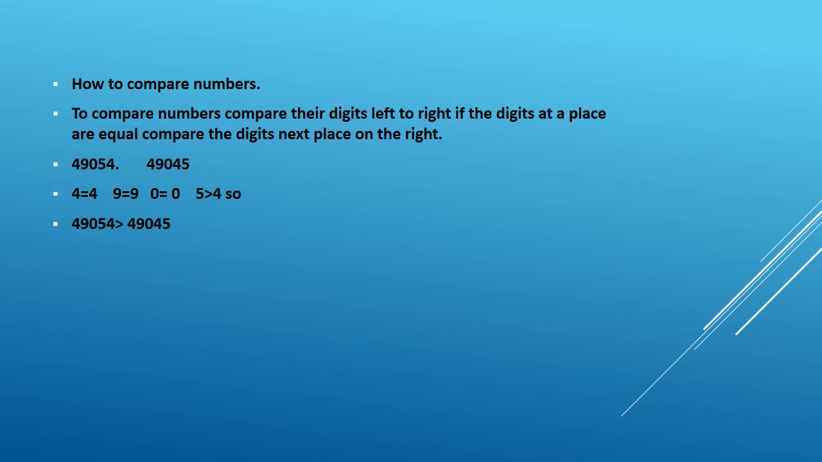The first number is 49054 and the next number is 49045. Now we will compare the digits one by one. 4 is equal to 4, 9 is equal to 9, 0 is equal to 0, 5 is greater than 4. So 49054 is greater than 49045. Now students, revise the chapter and do the homework.